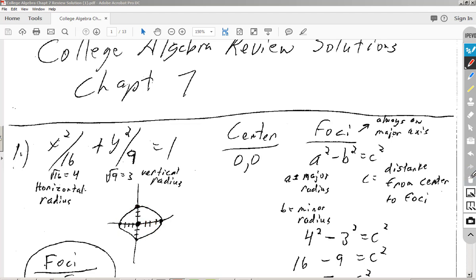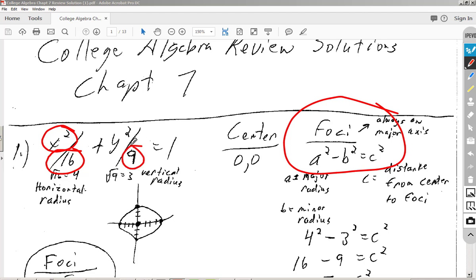Once I'm done doing that, I just need to remember my formula for my foci. So that formula is a squared minus b squared equals c squared. So a, remember, is your radius along the major axis, and b is going to be the radius along the minor axis. So the major axis is the longer one, so that's going to be the one that's horizontal, in other words, the one in the x direction. This one is 9, so that's going to be my minor, in the minor direction.